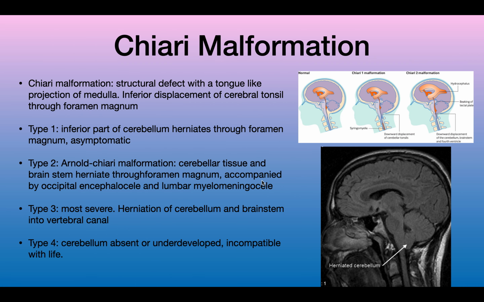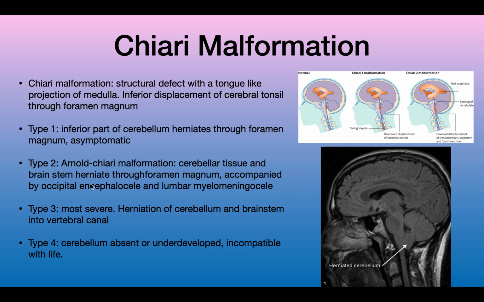Alright, to go through the Chiari malformation some more, there are 4 different types. The first type is when the inferior part of the cerebellum herniates through the foramen magnum, and it's only a little bit. Sometimes you can hardly see anything. It's just like a tongue-like projection.